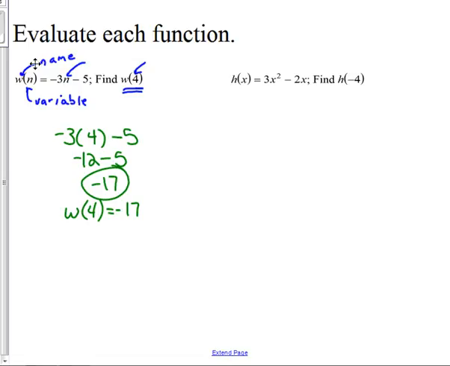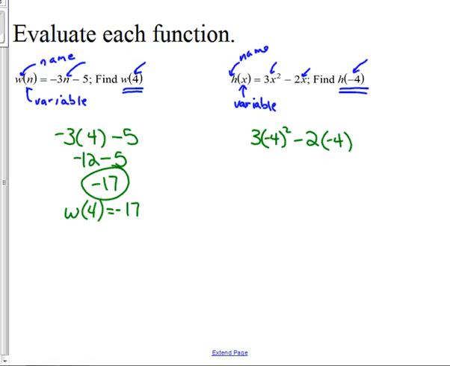The name of this one, remember this is the name, is h, and this is just the variable that's being used. The variable is x. So notice there are x's in here. In the problem then, h of negative 4, we're going to replace the variable with negative 4. So there's where an x was. Here's where an x was. We need to put negative 4 in both of those places.